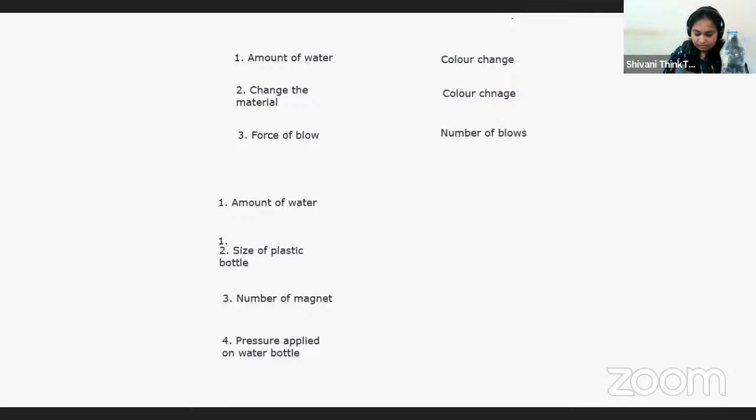Can the temperature of the water, I mean whether it's hot or cold, ma'am, affect the experiment? That you can try out. That's very interesting. I like that point. Temperature of water.